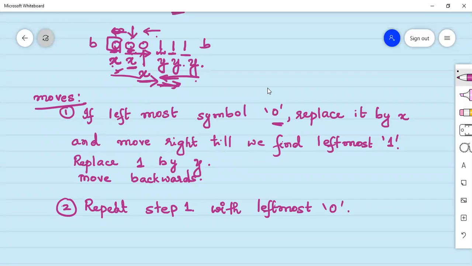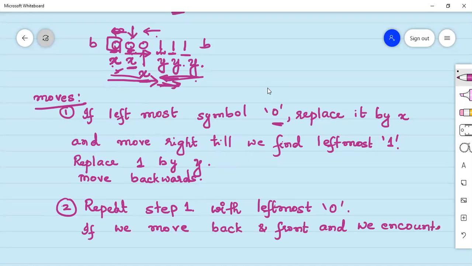If we are moving back and also in the front, if no 0 or 1 remains, then it is a final state. Didn't I say that here? If all the zeros are x and all the ones are y, that means when we are going backwards and forward, we'll not have any more zeros or ones. So if we are moving back and forth and we encounter no 0 or 1, then we have to move to the final state.